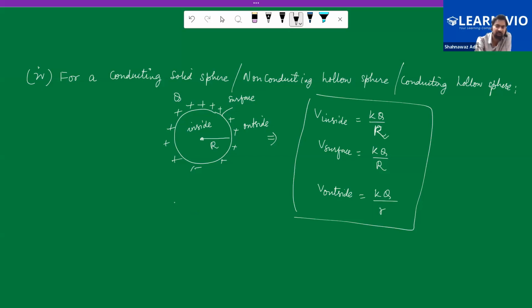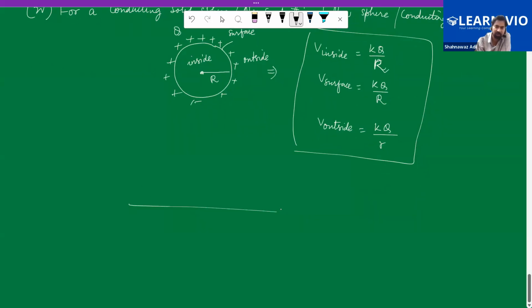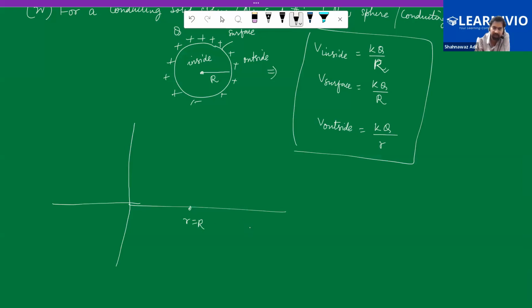And if you plot the graph of this, let's say this is r equal to R, and then r is moving. This is the potential. At r equal to R, this would be constant. So up to this point, V is KQ by R, and then after this point, it is inversely proportional to r. So this is the thing, right?